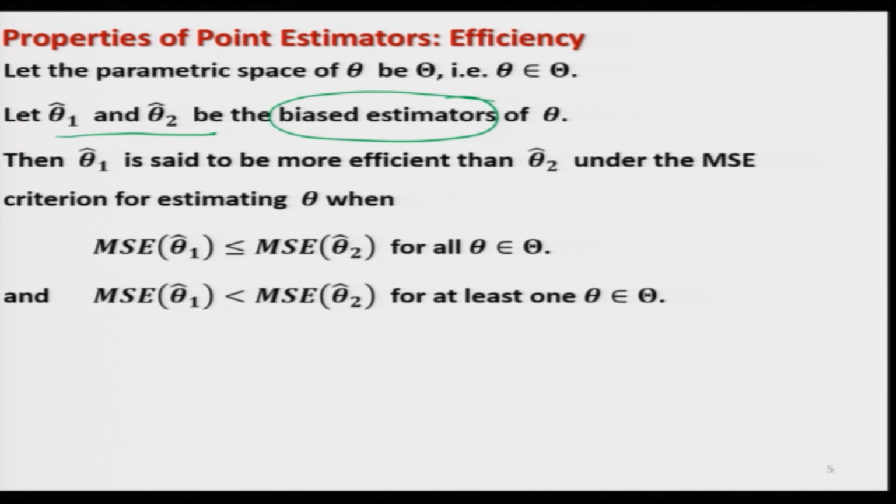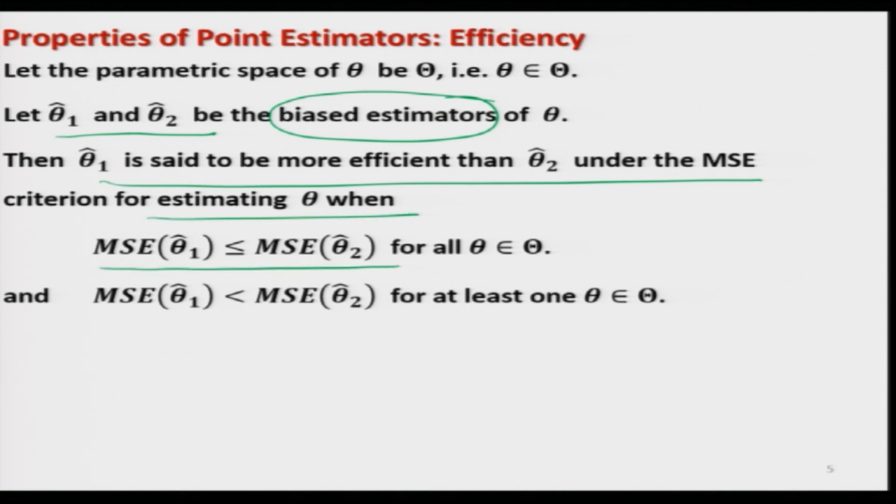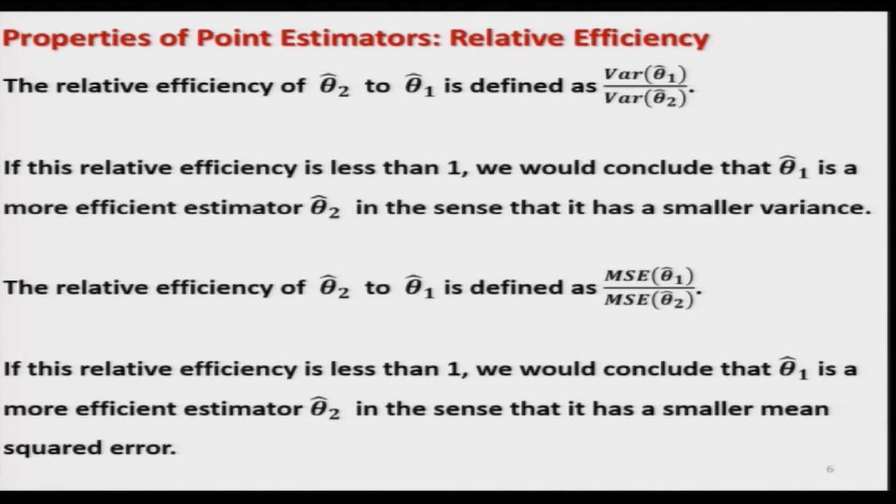Now in this case theta 1 hat is said to be more efficient than theta 2 hat under the criteria of mean squared error, or the MSE criteria, for estimating the parameter theta when MSE of theta 1 hat is less than or equal to MSE of theta 2 hat for all theta belonging to capital theta, and MSE of theta 1 hat is strictly less than MSE of theta 2 hat for at least one theta belonging to capital theta. So that is what we try to do.